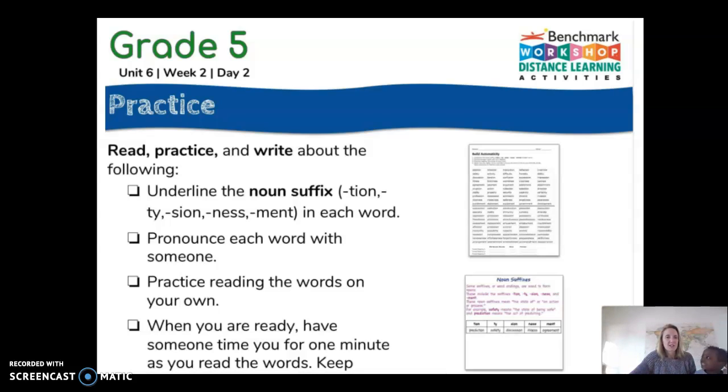Practice reading the words on your own. We're going to practice reading words on our own. And then when you're ready, you're going to have someone time you for 1 minute.